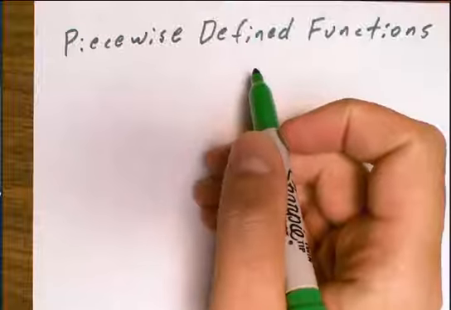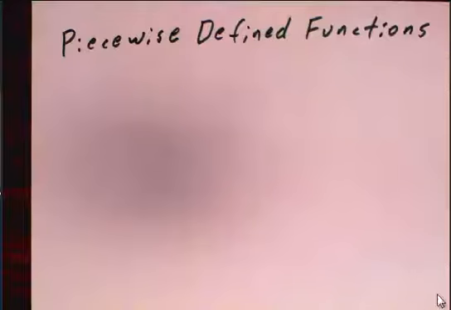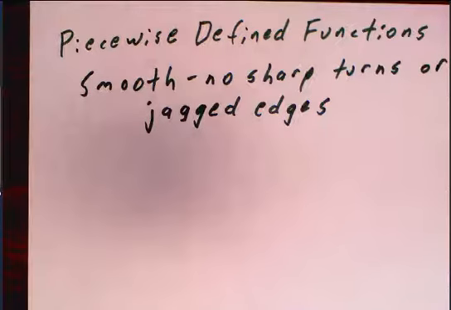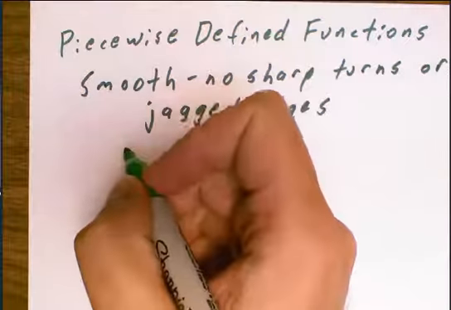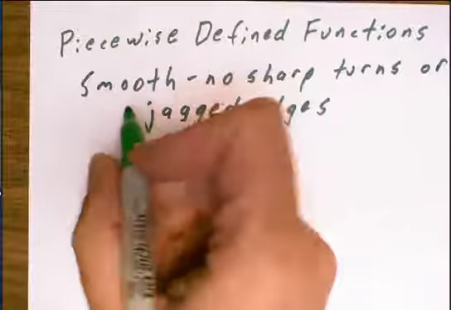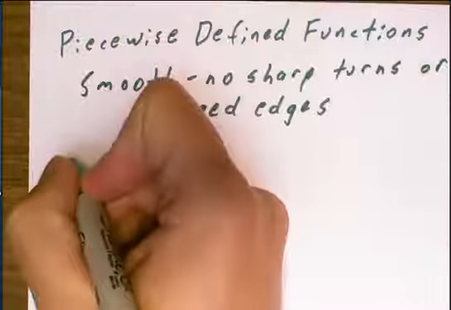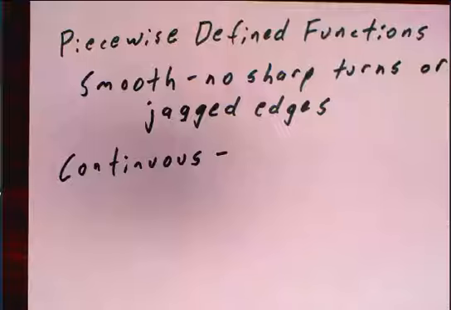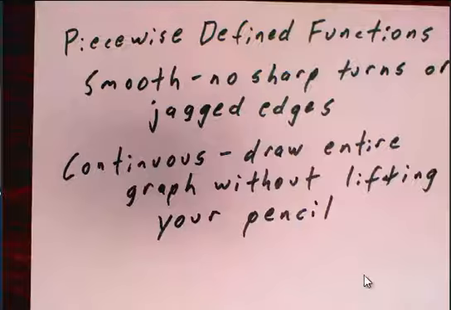Smooth is an actual mathematical term, and that means no sharp turns or jagged edges. That's not a very mathematical definition, but it'll do well enough for us for now. If you move on to calculus, you'll get more into that. Also, continuous means that you can draw the entire graph without lifting your pencil. And again, that's not a very mathematical definition, but it's good enough for us now.